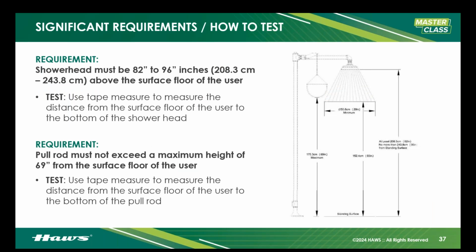Now the shower head itself, this is important for the flow. It has to be 82 to 96 inches from the floor. If it's at 82 inches, it's good. If it's at 96, it's good. If it's above or below, this impacts the flow pattern. If it's too low, it's too narrow. If it's too high, it's too wide. It's not going to hit the user, especially if we're experiencing the donut effect. So watch out for that.